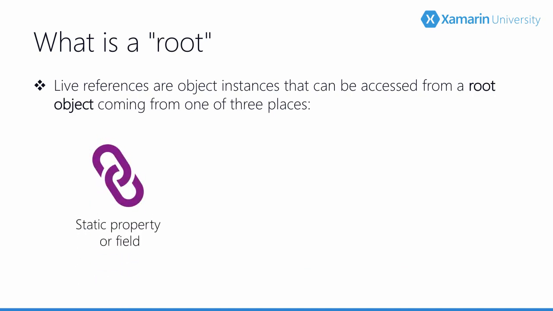So what is a root? Well, a root is essentially a live reference to an object that potentially points to other objects. And we have three places that the system looks at for roots. The first is static properties and fields. So any place in your application where you use a static, that's immediately considered a root because anywhere in our app we can actually access that reference.